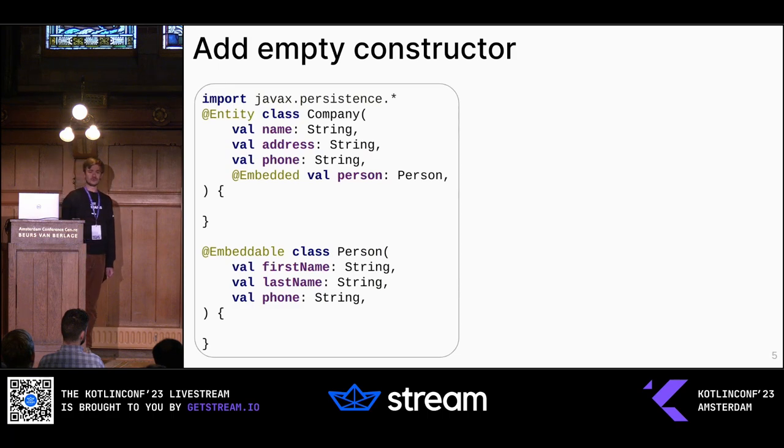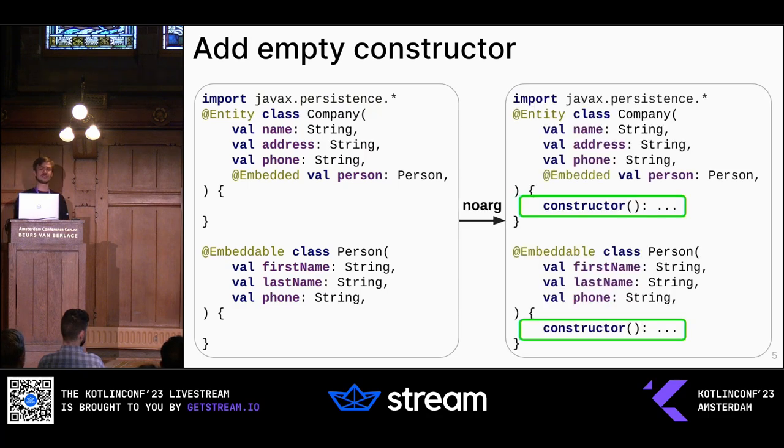Some Java frameworks, for example, frameworks based on Java Persistence API, require classes to have default constructors. For example, here both classes annotated with Entity and Embeddable should have a default constructor. And it's about the boilerplate. Of course, we can add a default constructor ourselves. But it's easier to apply the so-called no-arg compiler plugin, and it will do the work for us. So the constructors are added.